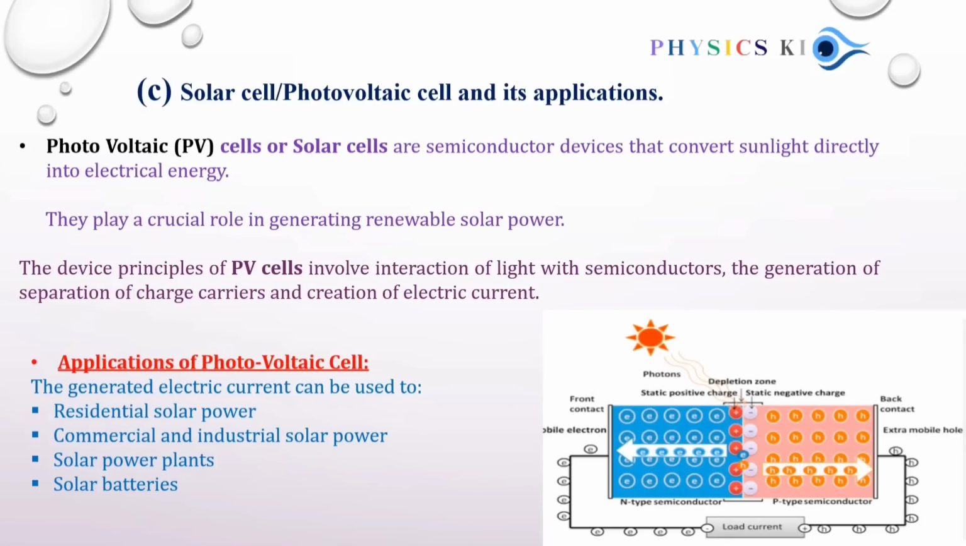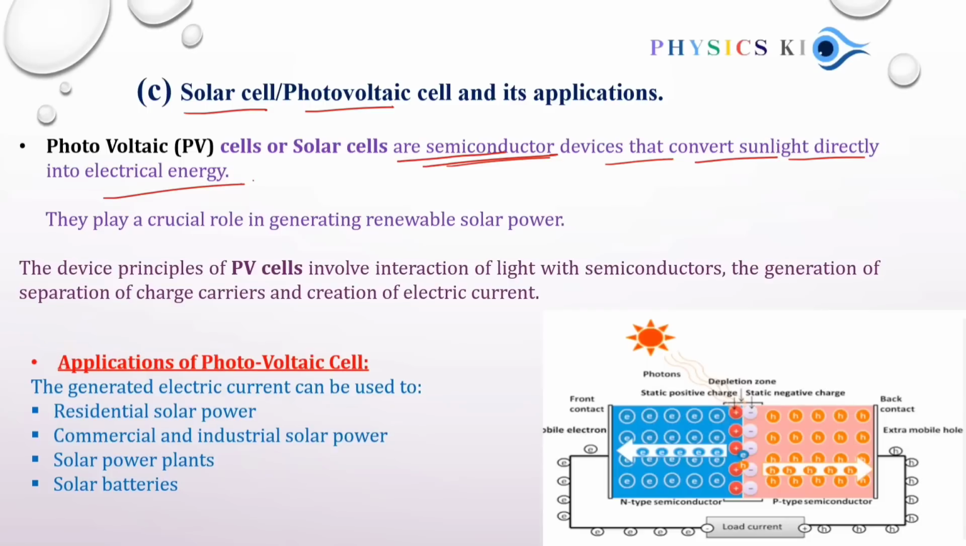Next, short note: solar cell or PV cell or photovoltaic cell. Again, the figure is very important. What is a photovoltaic cell or what is a solar cell? Photovoltaic cells or solar cells are semiconductor devices that convert sunlight directly into electrical energy.